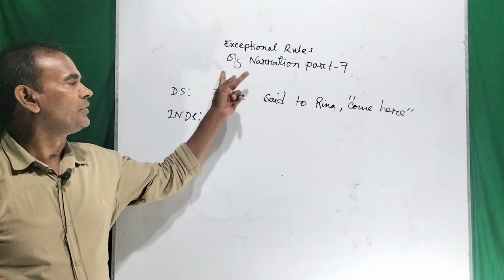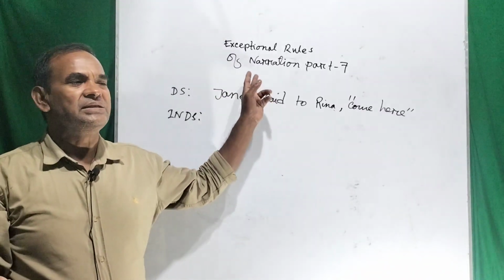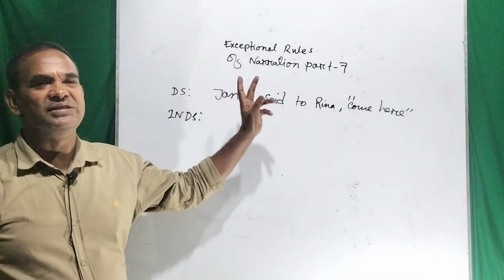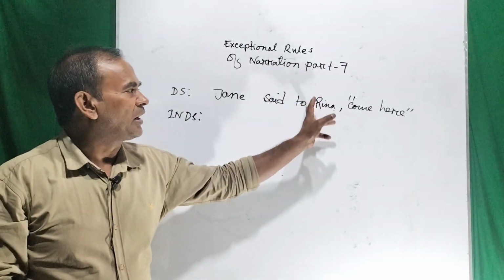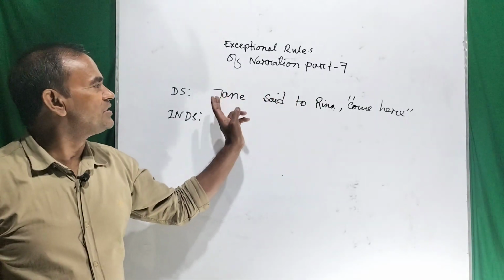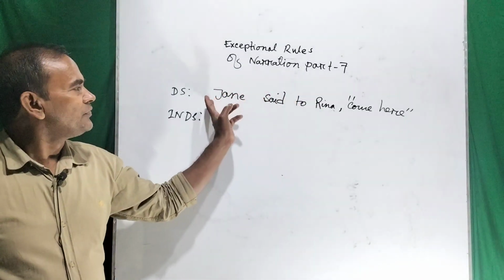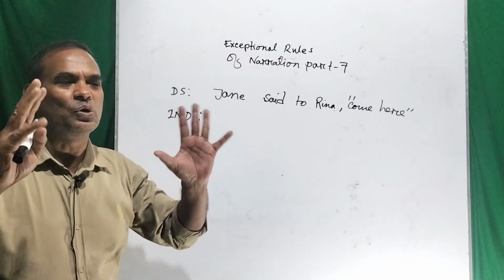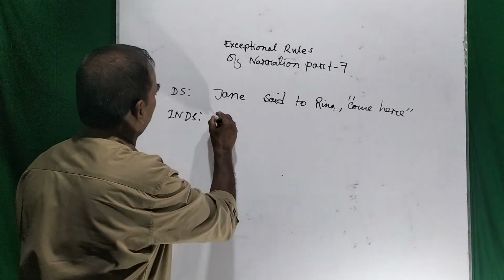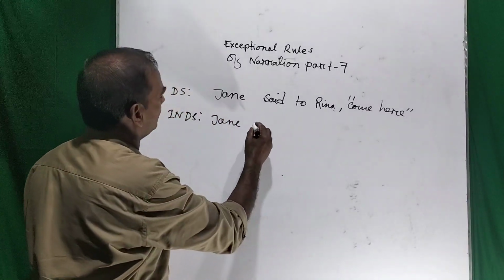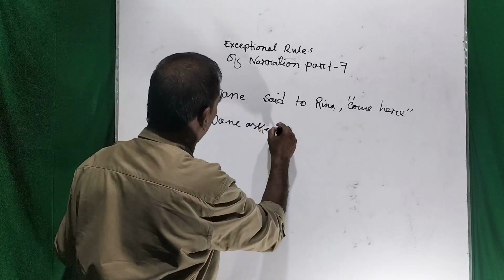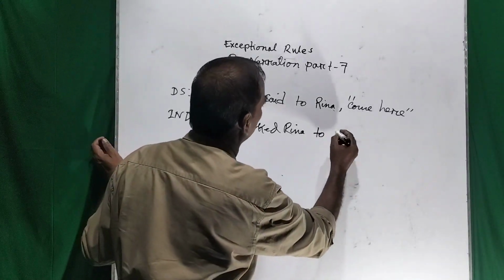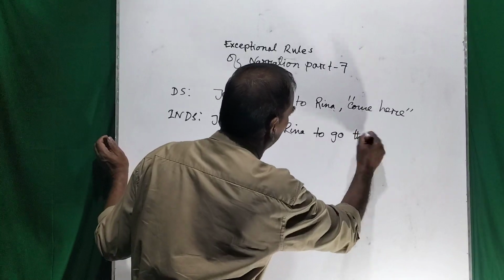This is a noun, and this noun means the name of an English girl. Suppose Jane is an English girl and Rina is a Bangladeshi girl. So both Jane and Rina are proper nouns, and in this case "here" means to be closer. So Jane asked Rina to go there. Is it applicable?